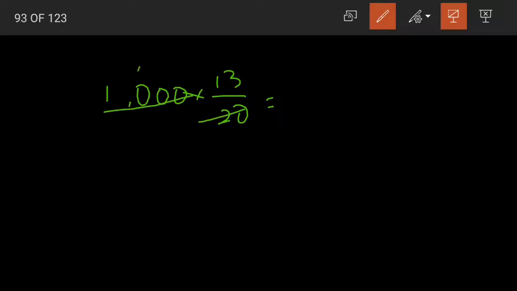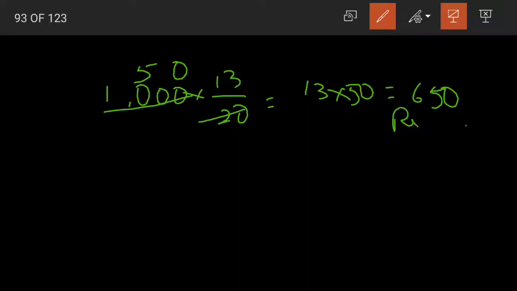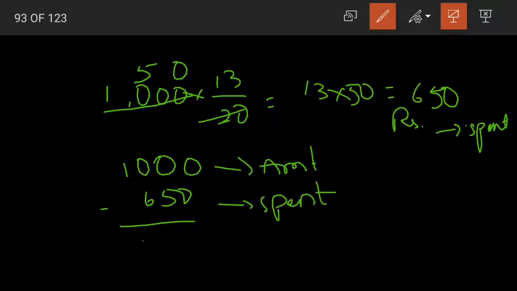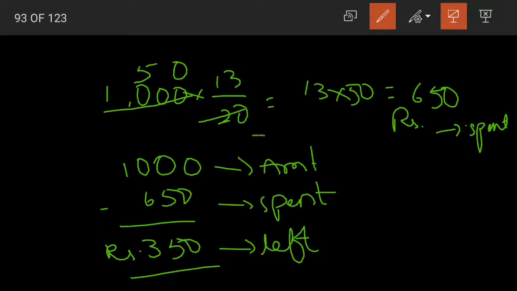Now another way to find this out would be, the total amount is 1000, right? So 1000 into 13 by 20. 20 ones are 20, 50s are 1000. So 13 into 50 is equal to 650. Now 650 is the amount spent. 1000 rupees is the total amount minus 650, the amount spent. Now when we subtract, we will be left with 350. Yes, this is the amount Chitra is left with.